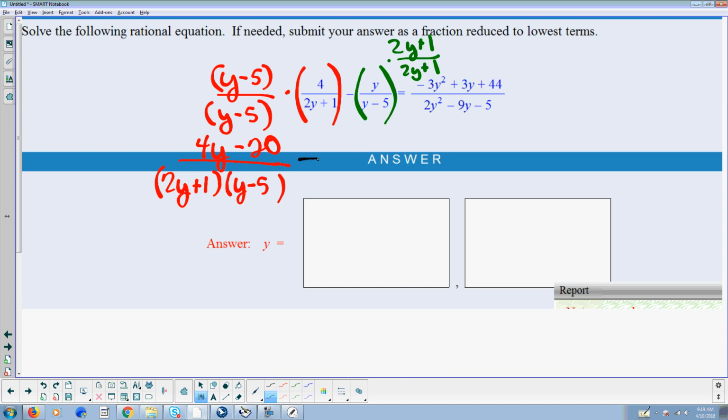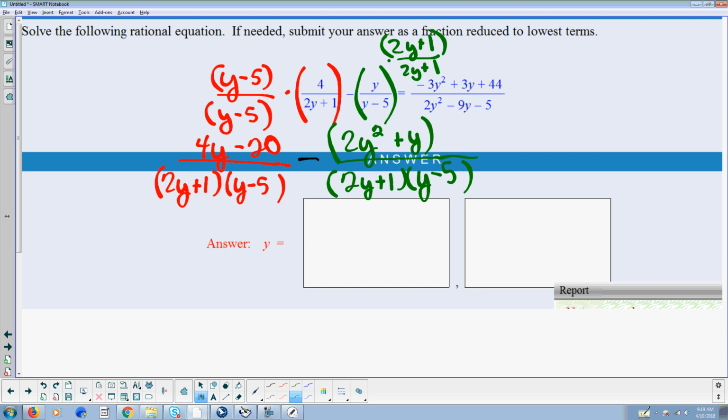This is a subtraction problem. And looking at the green part, I'm going to take the y and distribute it to 2y plus 1. So I'm going to get 2y squared, sorry, not y, 2y, 2y squared, and y times 1 is plus y, all over 2y plus 1 times y minus 5.